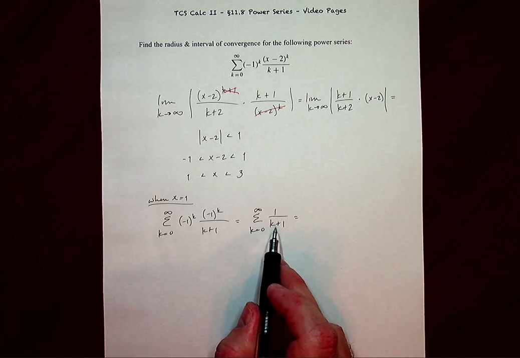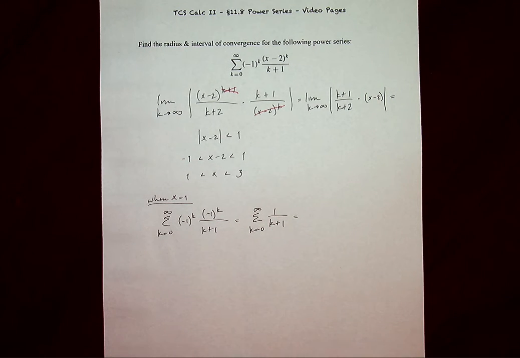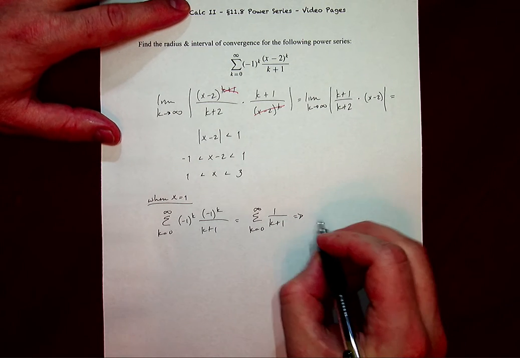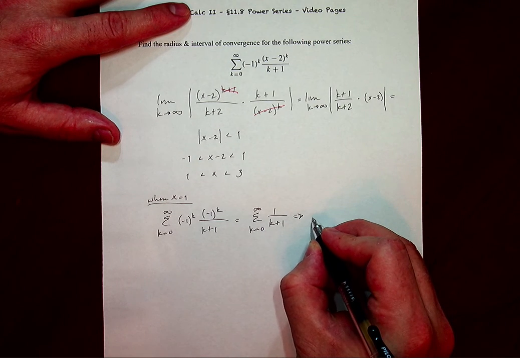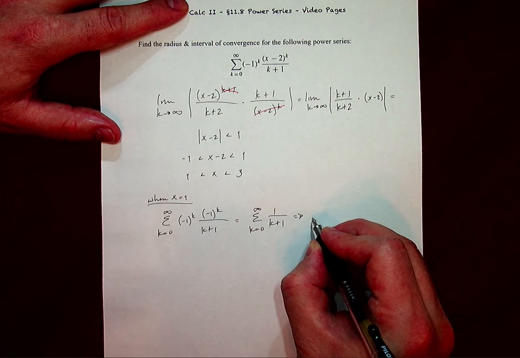Which of course is the harmonic series, because it starts at 0, so it starts with 1 and goes 1/2 plus 1/3 plus 1/4. We know that it's the harmonic series, and therefore we know that it is divergent. Okay.